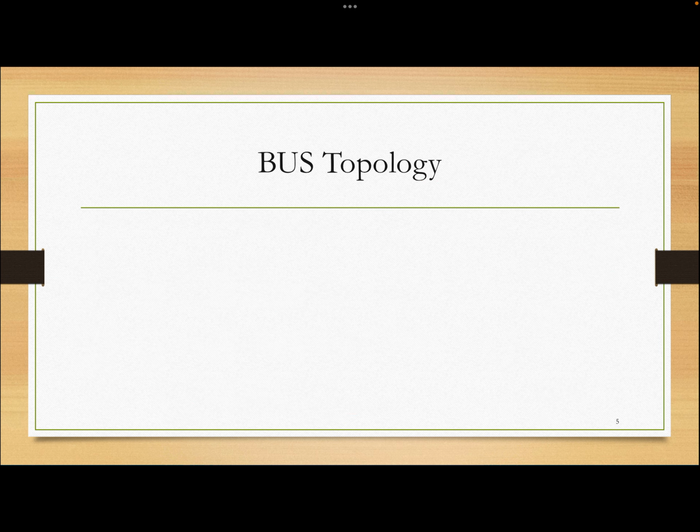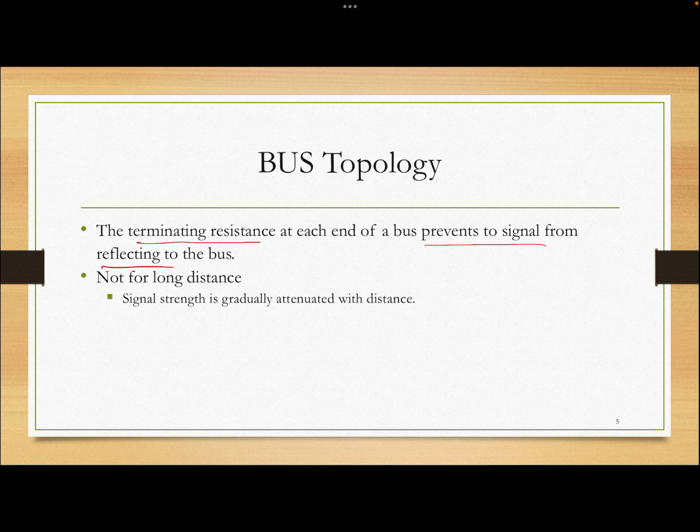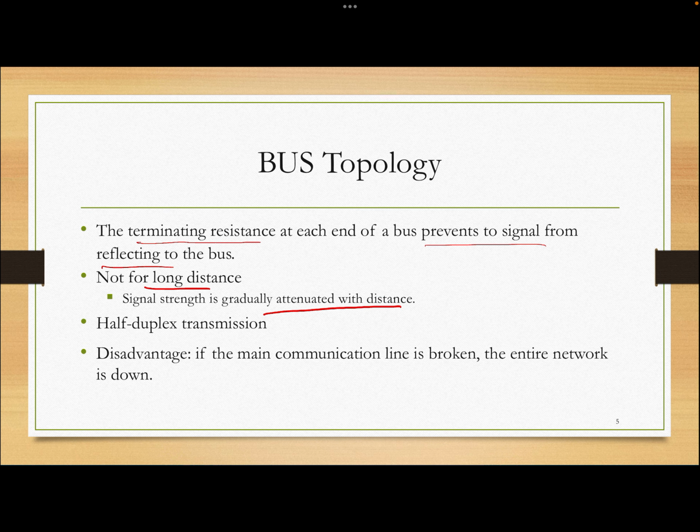Now for the bus topology, to continue, this is the same. The terminating resistance prevents the signal from reflecting into the bus, and it is not for a long distance, as the signal is attenuated with distance. It's half duplex transmission. So if the main transmission line is broken, the entire network is down.